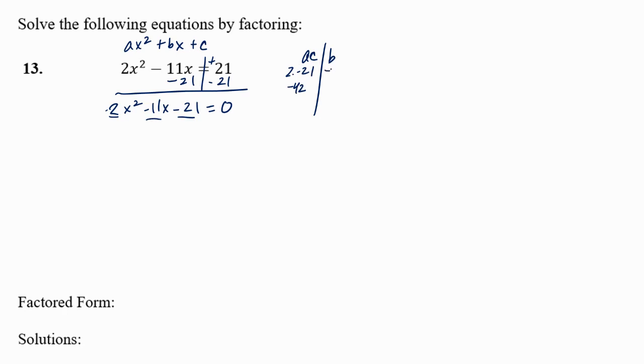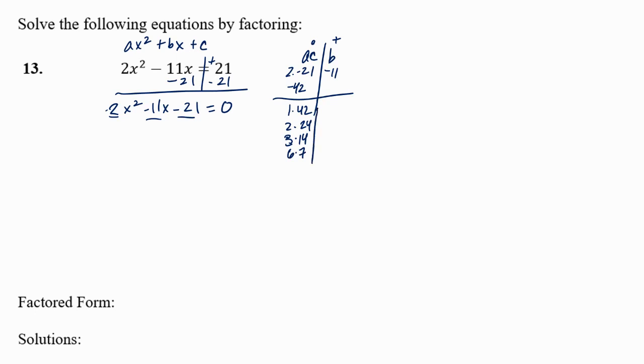B is negative 11. So we want two numbers that when we multiply them give me AC, but when I add them give me B. So we have 1 and 42. We have 2 and 24. 3 and 14. Not divisible by 4, not divisible by 5, 6, and 7.